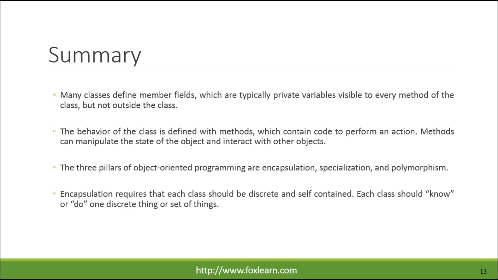The three pillars of object-oriented programming are encapsulation, specialization, and polymorphism. Encapsulation requires that each class should be discrete and self-contained. Each class should know or do one discrete thing or set of things.